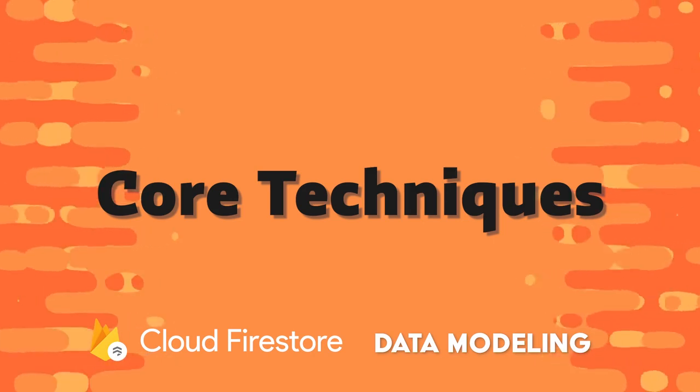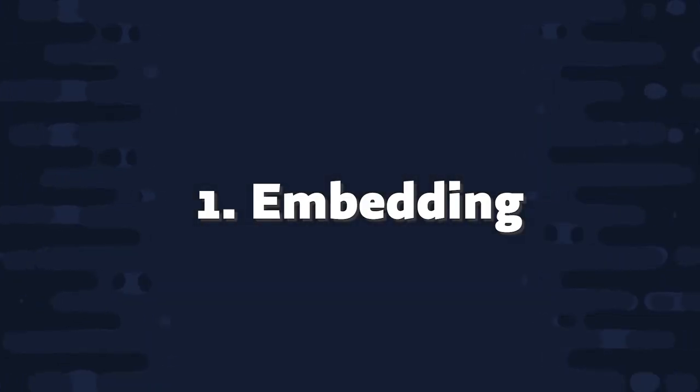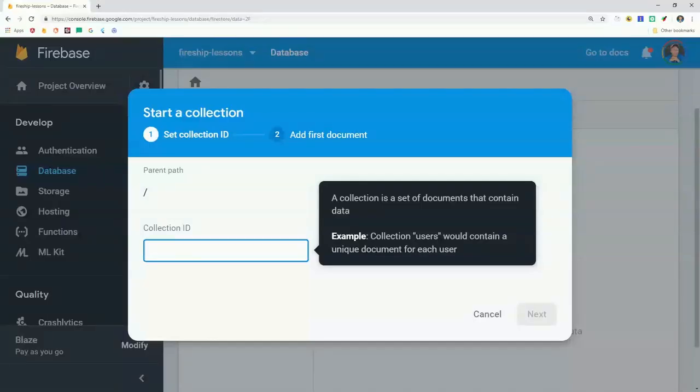In this section, I want to give you an overview of the four main techniques that we'll be combining in different ways throughout this course for relational data modeling. The first technique is embedding, which just means adding data directly to a document.